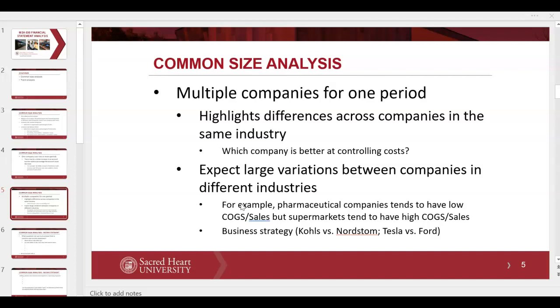However, when we look at companies in different industries, we can expect to see very large variations, not just due to the company's ability to control costs, but the business model and the structure of the business. So for example, pharmaceutical companies in general tend to have very low cost of goods divided by sales.